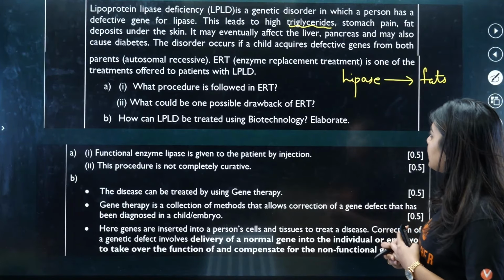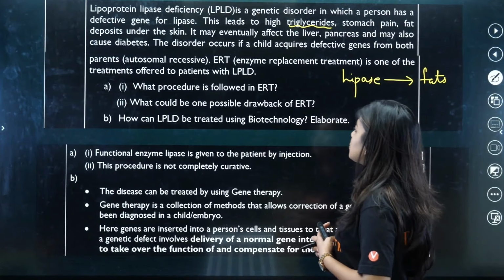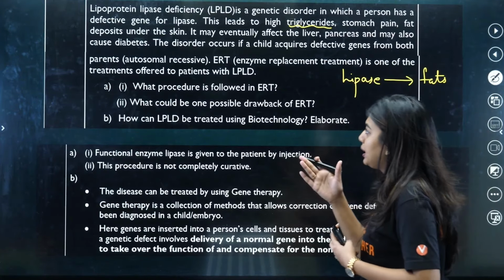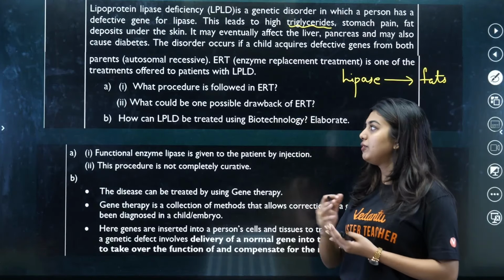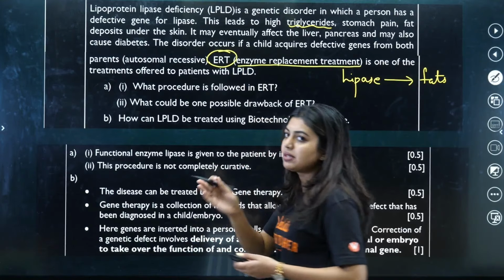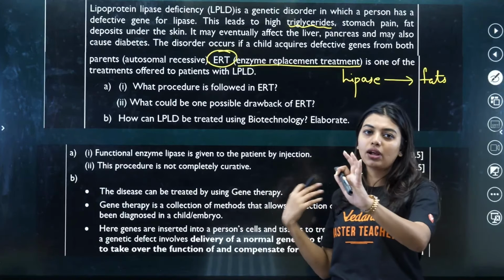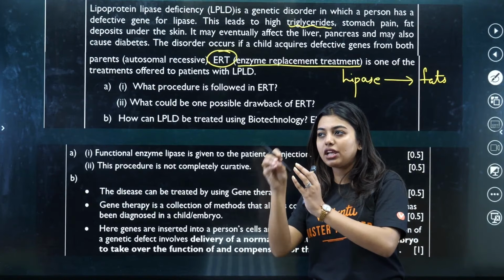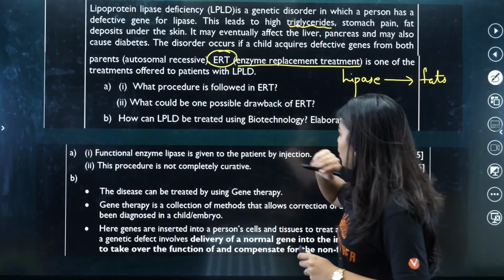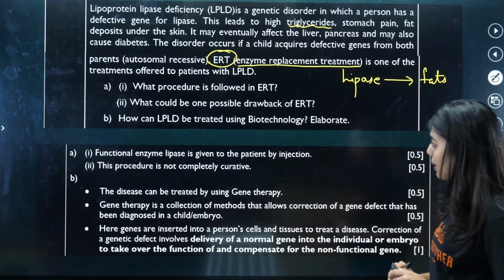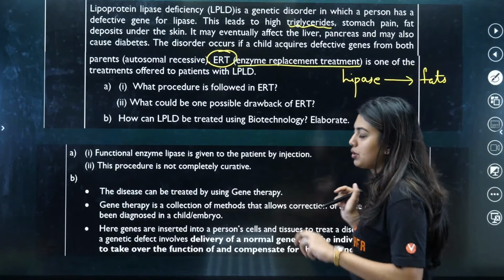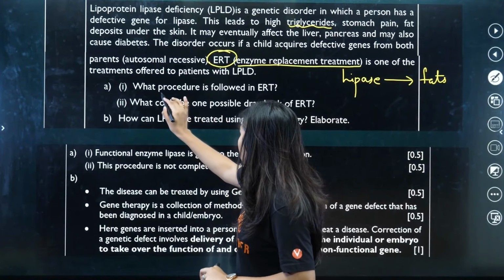Now, ERT, enzyme replacement treatment, is one of the treatments offered to patients with LPLD. That means for lipoprotein lipase deficiency patients, we give ERT, to replace the enzyme. Lipase is not there, no? So to make sure that deficiency is not there, we give ERT. So what procedure is followed in ERT? What could be the possible drawbacks of ERT? And how can LPLD be treated using biotechnology? One question we'll deal with first: what is the procedure?